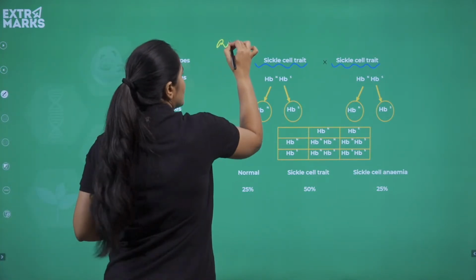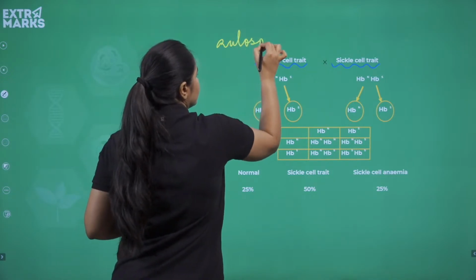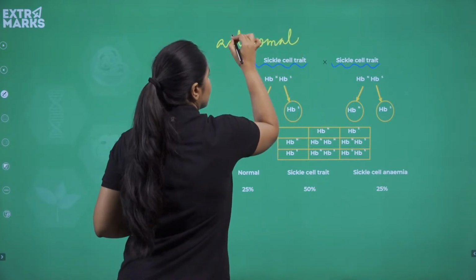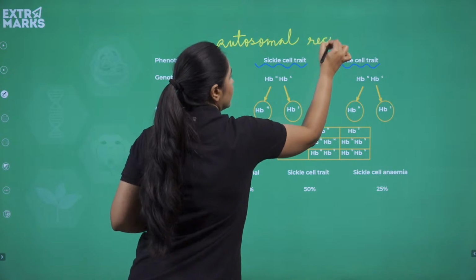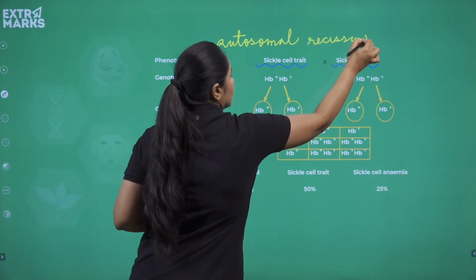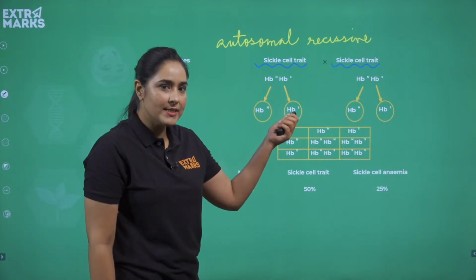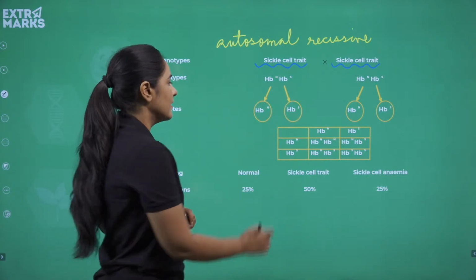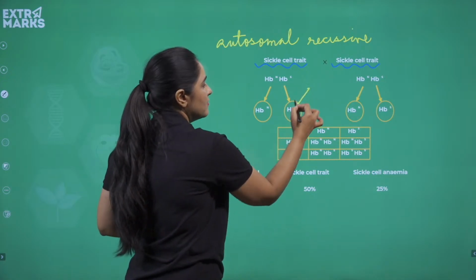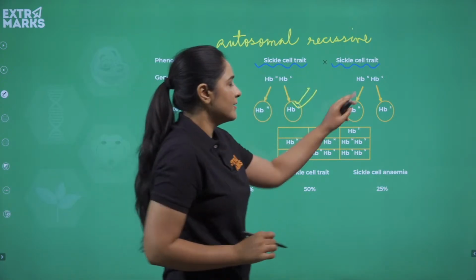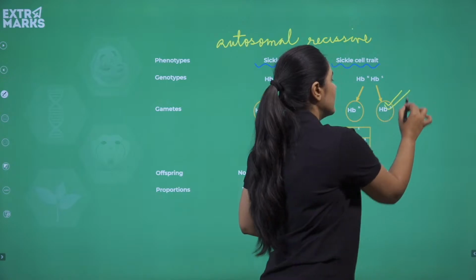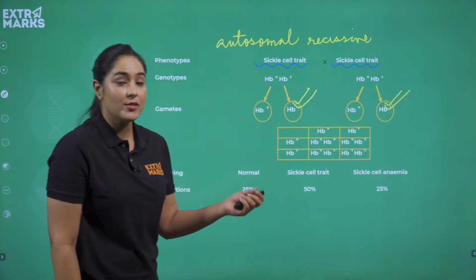It is an autosomal recessive disorder. So we are having here the mutant allele, as you can see here in the gametes, we are having the formation of a mutant allele here, and this is also a mutant allele here. We are having the inheritance of this mutant allele.